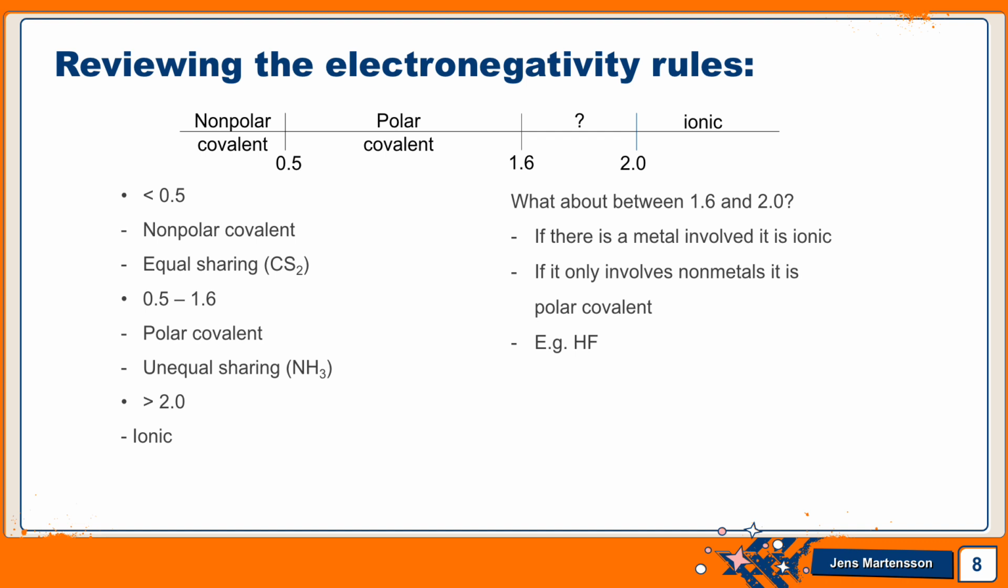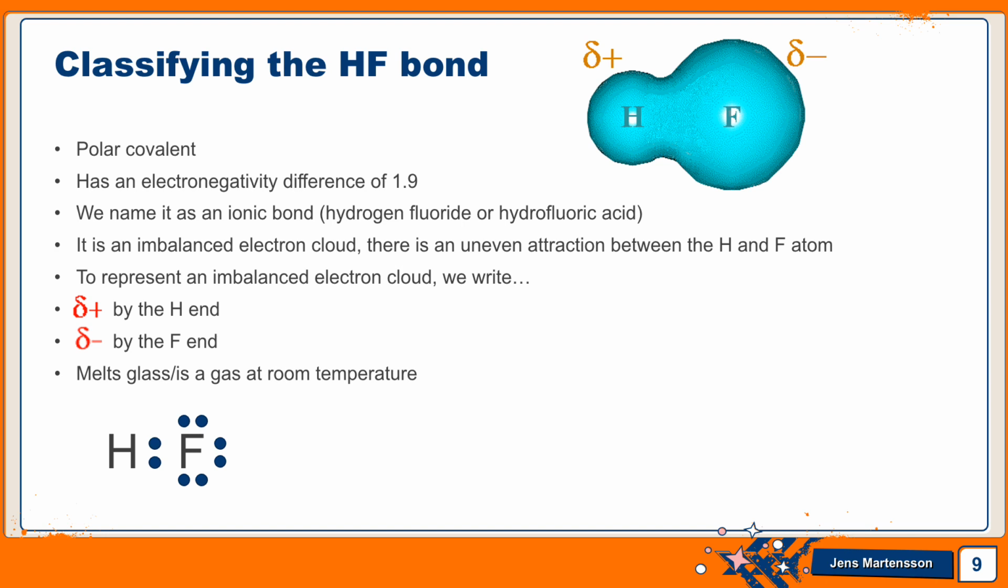And as we mentioned before, our ionic bonds have an electronegativity difference greater than 2.0, and they involve the transfer of electrons. So we can see here between 1.6 and 2.0 that there's a little bit of a gray area, and there are 2 different situations that can happen here. So if there's a metal involved, that makes it ionic. But if there's a non-metal involved, that makes it polar covalent, and we will see that in our next example with hydrogen fluoride.